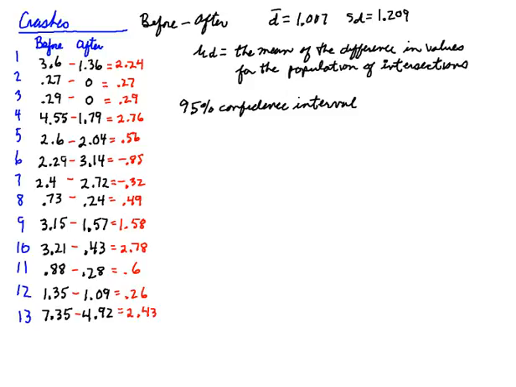d bar. My confidence interval would be d bar plus or minus t alpha over 2, and then my standard error, s sub d divided by the square root of the sample size. So I have 1.007 plus or minus. Now to get my t value there, I'm splitting alpha, so t alpha over 2 would be t sub 0.05 divided by 2.